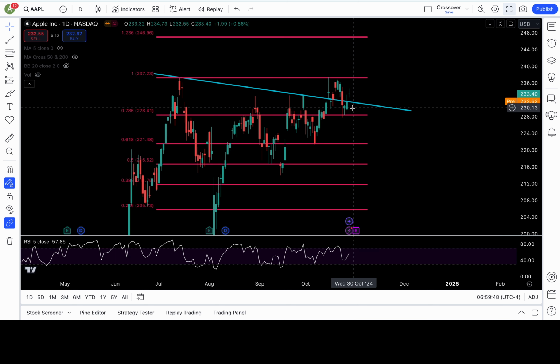Supports at 231.5 and 230. If those levels fail, 228.4 would be in play. And if we break down to 228.4, I would feel more confident in being bearish, all right?